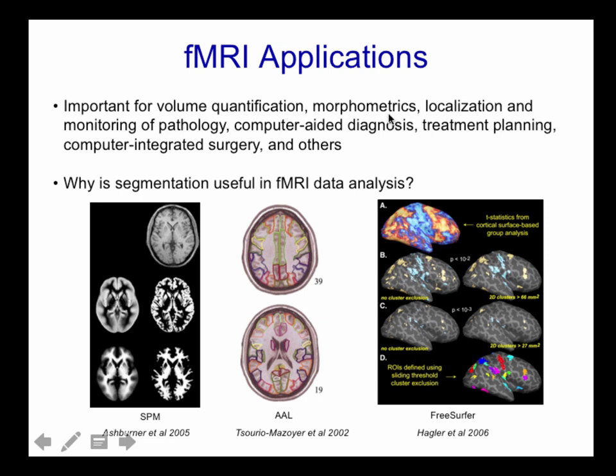Morphometrics is the study of shape, and so there are also studies of shape, which is a little bit more complicated than looking at just the volume, summarizing the properties of a structure based on one quantity. You can look at quantities that actually characterize the shape. Localization, monitoring pathology is important, computer-aided diagnosis, treatment planning.